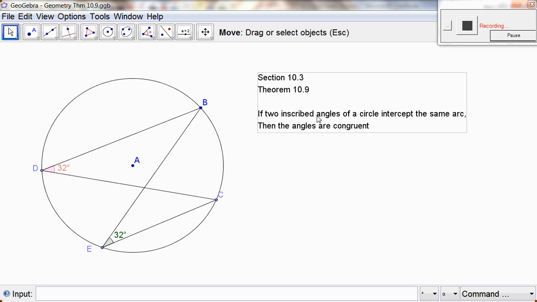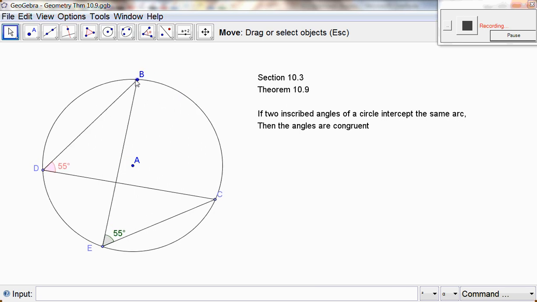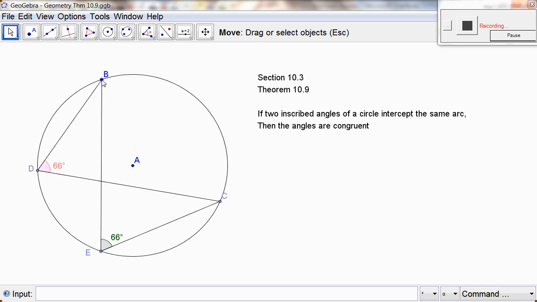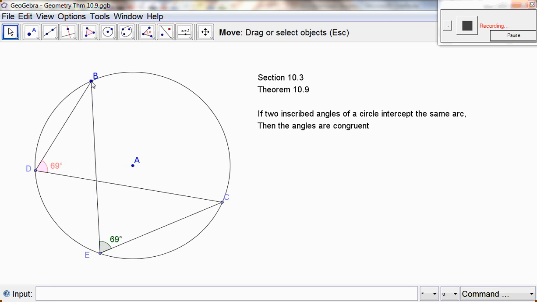So here's what it says. If 2 inscribed angles of a circle, so this one, angle D and angle E, intercept the same arc, and the arc that they're referring to is from B to C here, then the angles have to be congruent. And this is true no matter where I move B or C around the entire circle, right? They will always stay the same, no matter what.